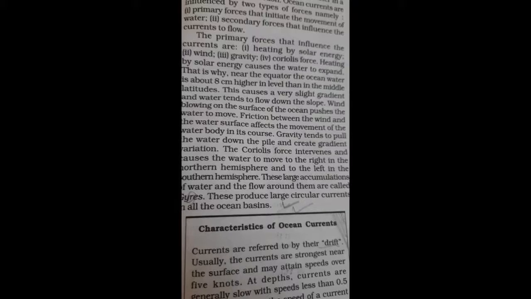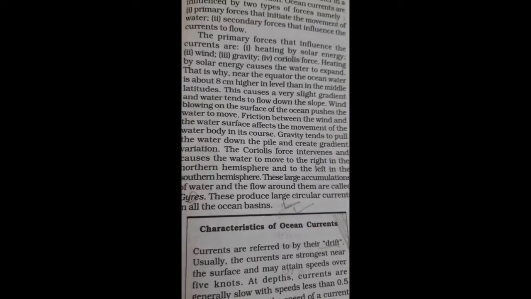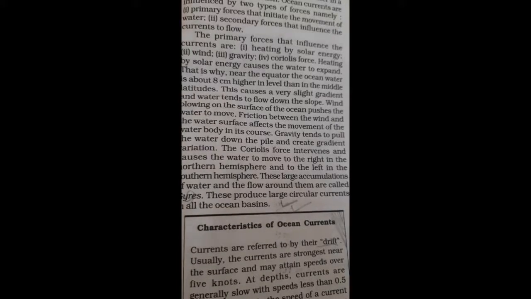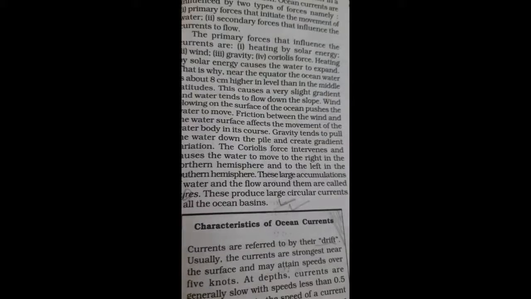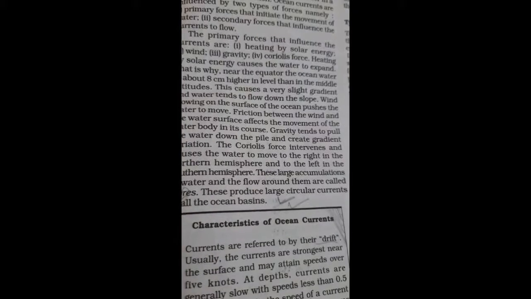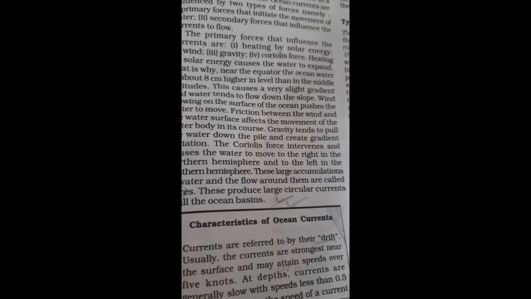Now the Coriolis force intervenes. अब उसका काम आता है. It causes the water to move to the right in the northern hemisphere and to the left in the southern hemisphere. What is responsible for this Coriolis force? Do you know? Rotation of the earth. Because of this rotation, the winds are deflected towards right in the northern hemisphere and towards left in the southern hemisphere. So this again deflects the water also.